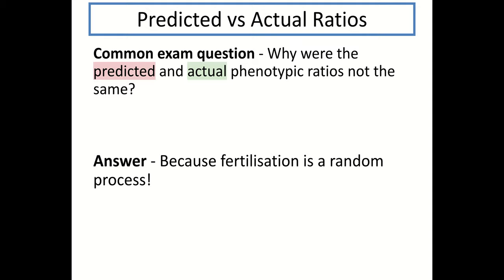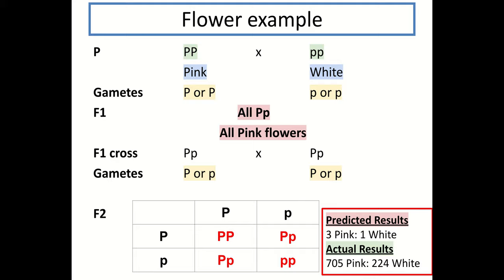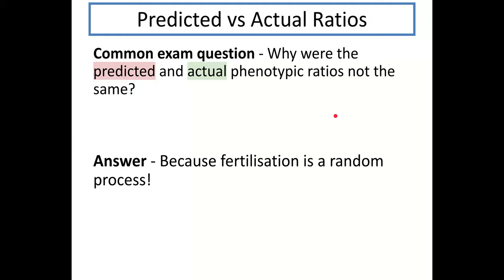If we go back one slide, each parent produced two types of gametes, one with each allele. Whichever pollen fertilizes the ovule in plants, or whichever sperm fertilizes the egg in animals, is random chance. That is why the predicted and actual ratios are different from each other. So if you're asked why the predicted and actual ratios in a monohybrid cross might be different, it's because fertilization is a random process.